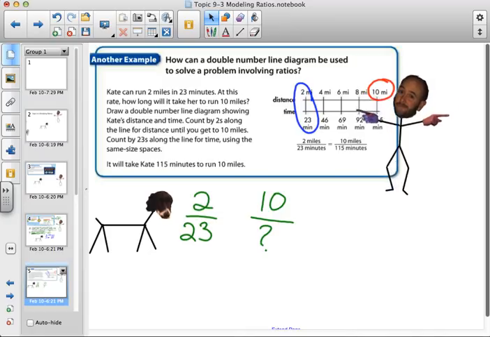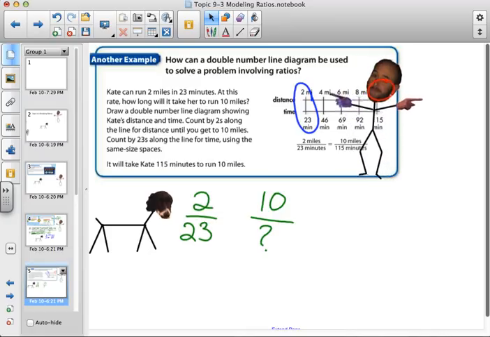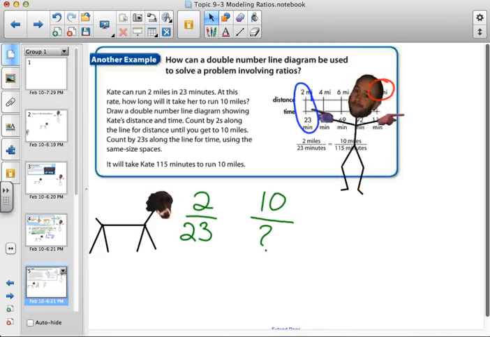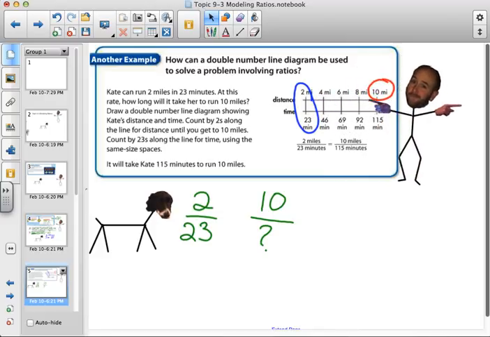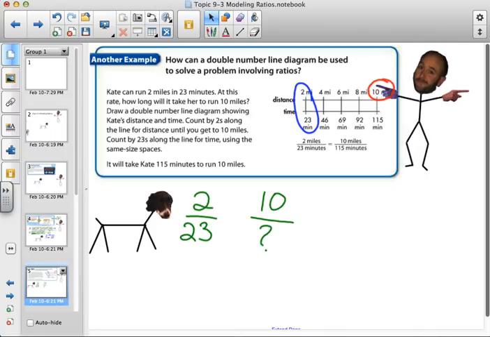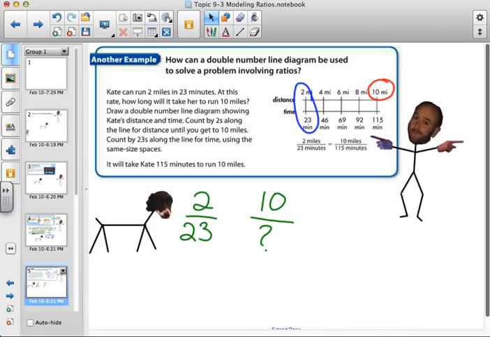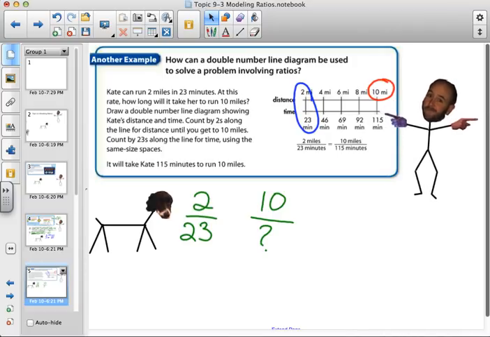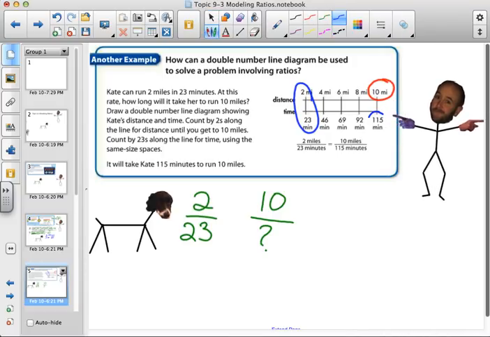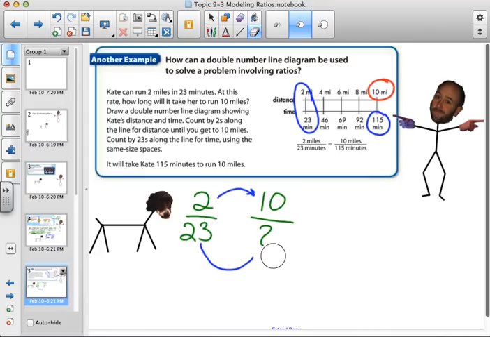These are all going to be equivalent to the original ratio. And our final amount will go another 2 miles, and that gives us our 10, and that means that we have to add another 23 to 92, and we get 115 minutes. So our new ratio will go from 2 miles in 23 minutes to 10 miles in 115 minutes.